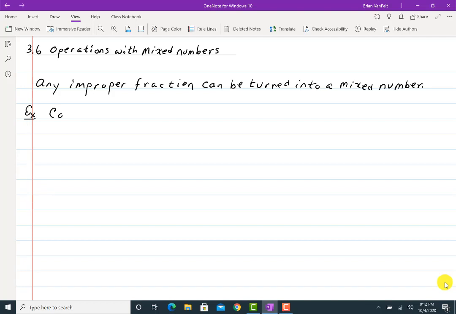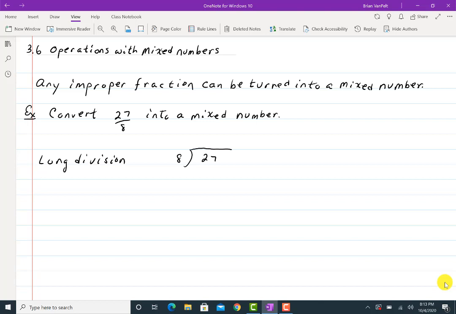Let's convert 27/8 into a mixed number. Now, when I'm talking about an improper fraction, I mean that the numerator is bigger than the denominator. So the way you do this is you use long division. And so I'll put 8 and go into 27.